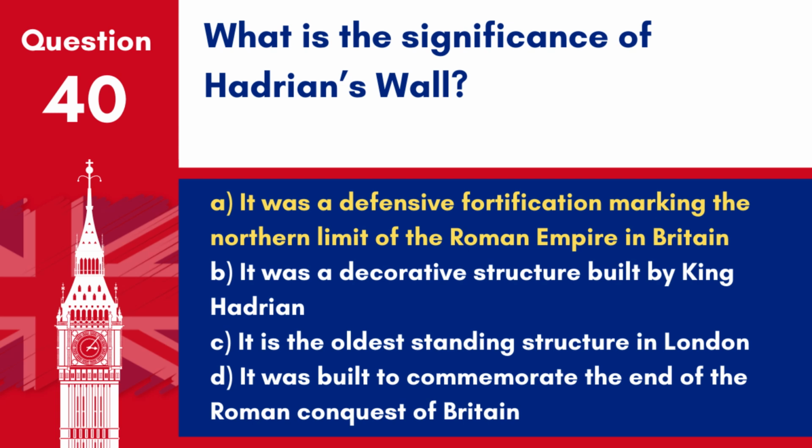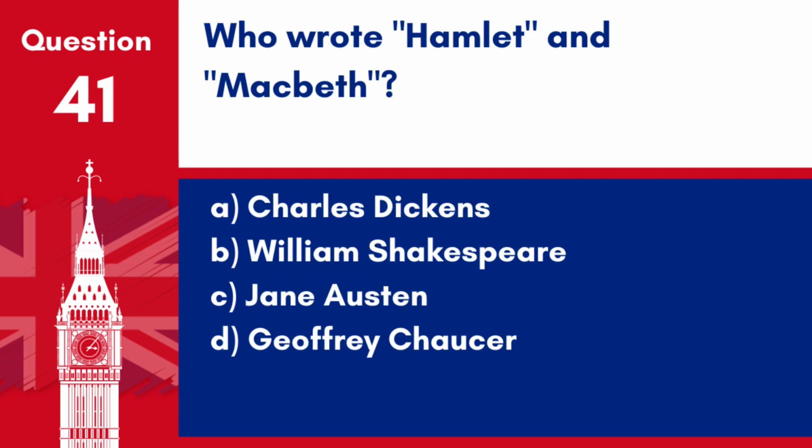Answer: A. It was a defensive fortification marking the northern limit of the Roman Empire in Britain. Hadrian's Wall was built by the Romans across what is now the north of England, marking the northern boundary of their empire in Britannia.